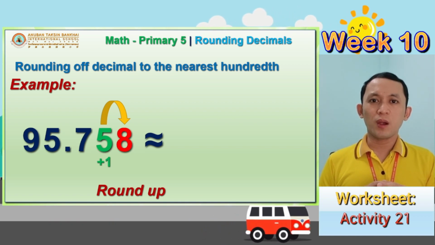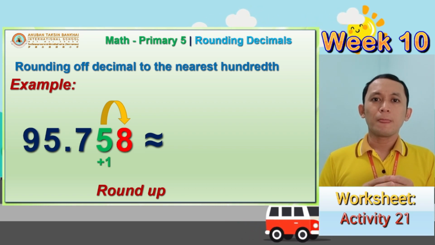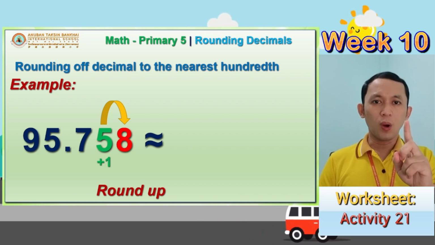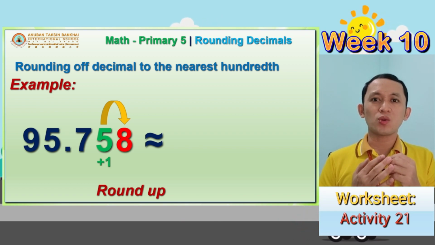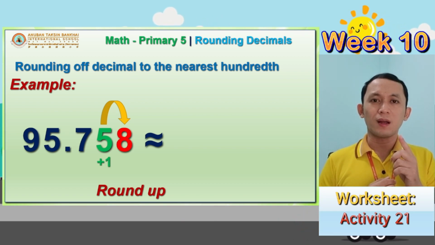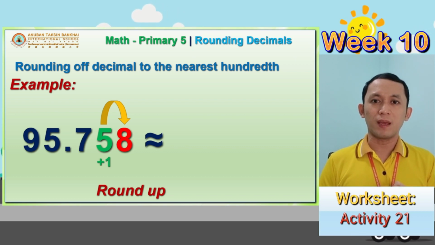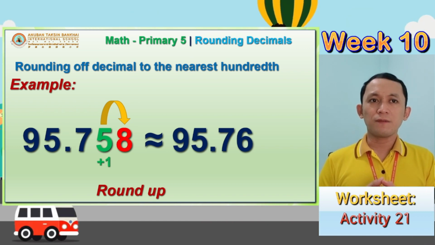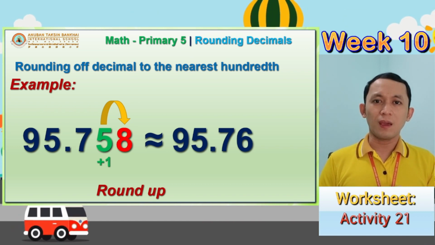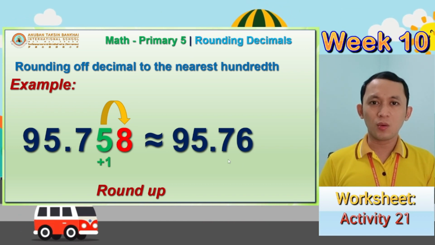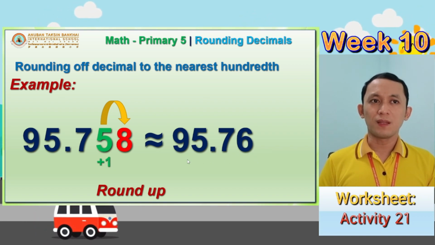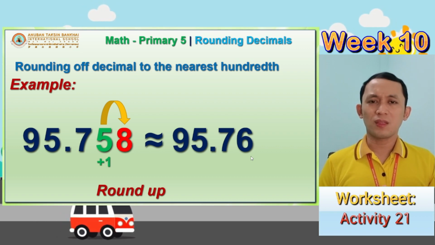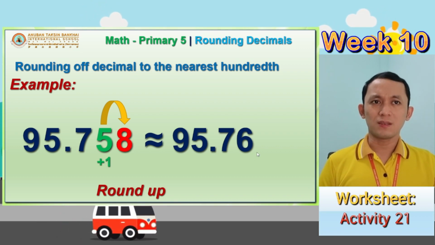So again, if we are going to round up, we're just going to add 1. So if you could see here, if we add 1 to our digit on the hundredths place, our final answer will then be 95.758 is approximately equal to 95.76. Okay, so that's very, very easy.